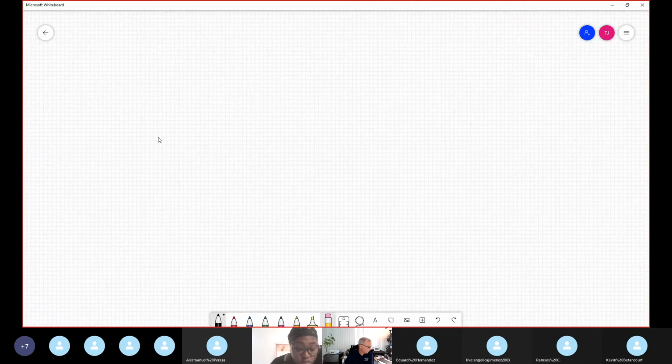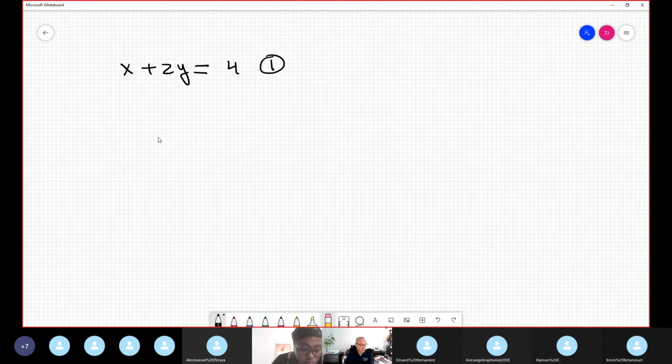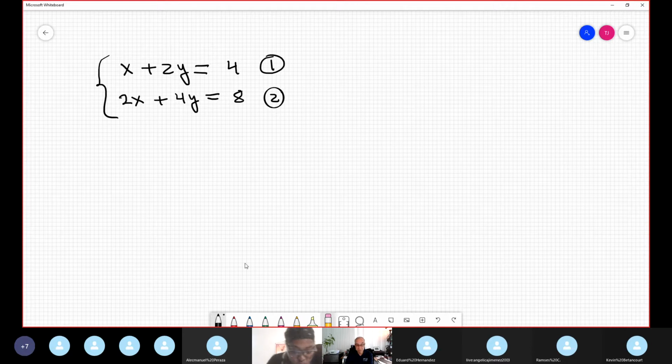I bring another example to illustrate the last possibility. Suppose x plus 2y equals 4. This is equation 1. I like to enumerate the equations. 2x plus 4y equals 8, equation 2. Okay, this is the system. Well, let's solve it graphically.